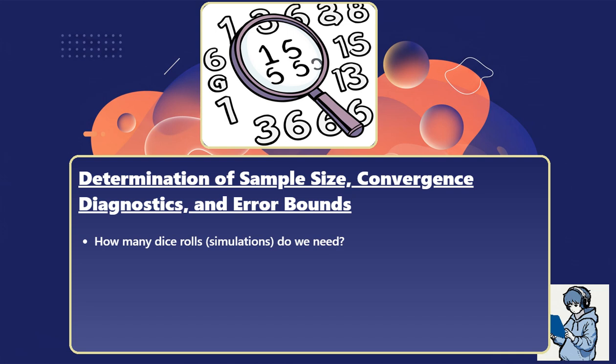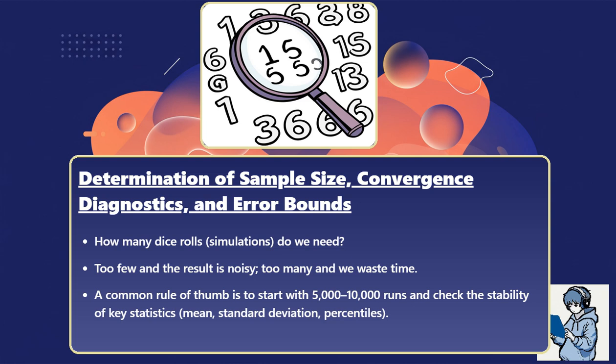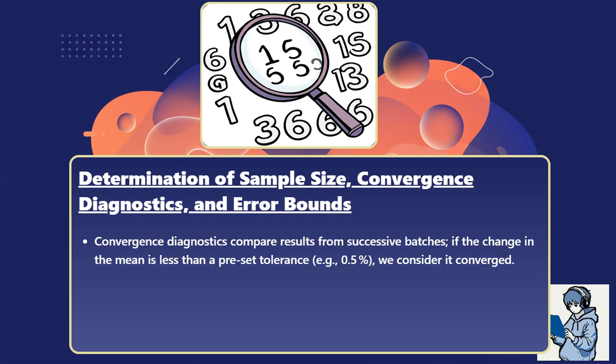How many dice rolls, or simulations, do we need? Too few and the result is noisy, too many and we waste time. A common rule of thumb is to start with 5,000 to 10,000 runs and check the stability of key statistics: mean, standard deviation, percentiles. Convergence diagnostics compare results from successive batches. If the change in the mean is less than a preset tolerance, for example 0.5%, we consider it converged.